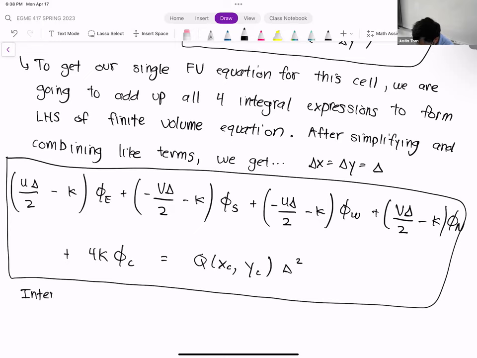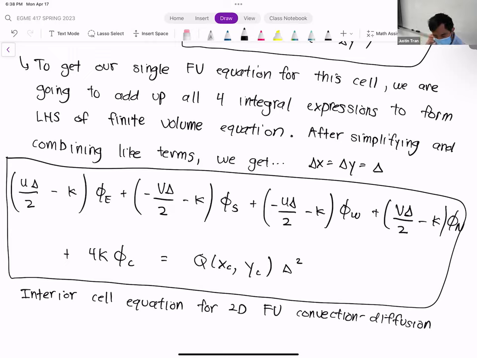This is our interior cell equation, for 2D finite volumes convection diffusion. All right, and so when you have a 2D problem with both convection and diffusion, you could straight up apply this equation here to get the interior cell. Okay. All right. Any questions on this equation here?